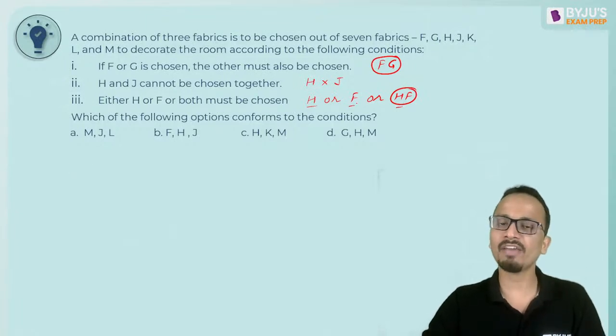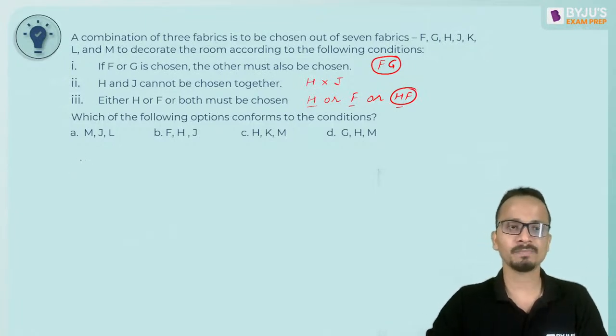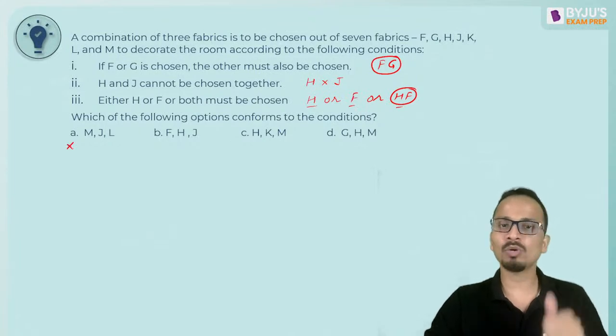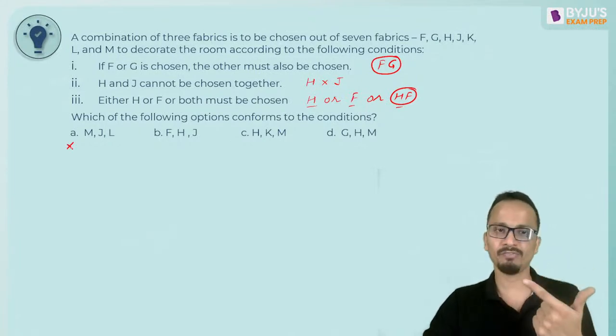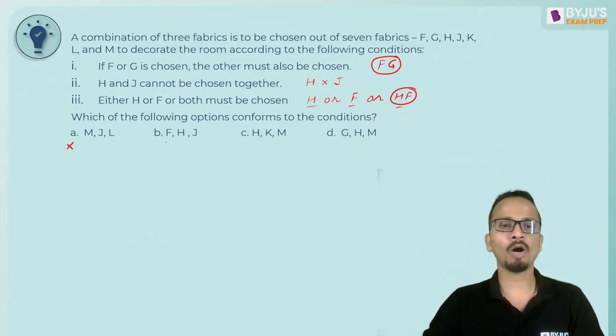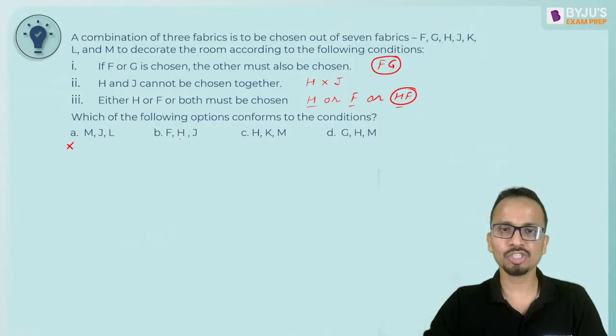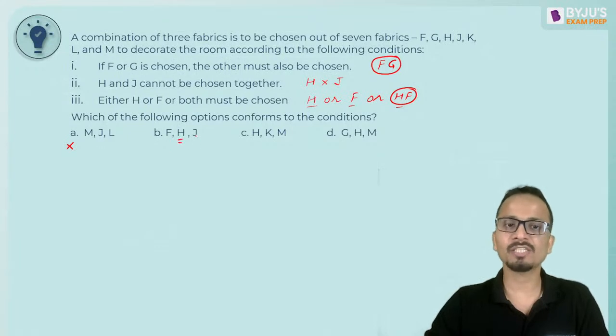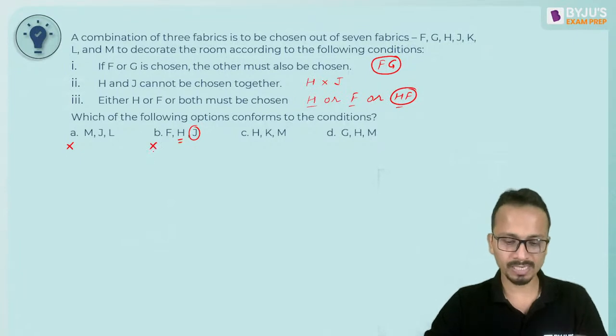So one of H and F must be there. In option A, I don't have H, I don't have F. Option A will be rejected. Okay. Option B, we have H. Okay. But according to second condition, J cannot be selected. If H is there, J cannot be there. So option B will also be rejected.